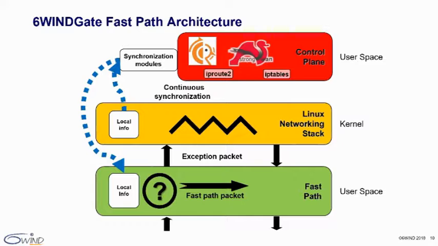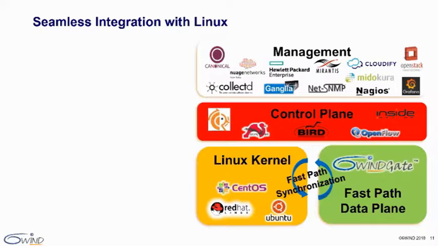And this integration is transparent to Linux, which means that no modification is needed to the Linux networking stack, control plane, or management applications. 6WINDGate's unique value proposition is seamless integration with Linux. This is paramount to our core transparency philosophy, and no other vendor can claim this.